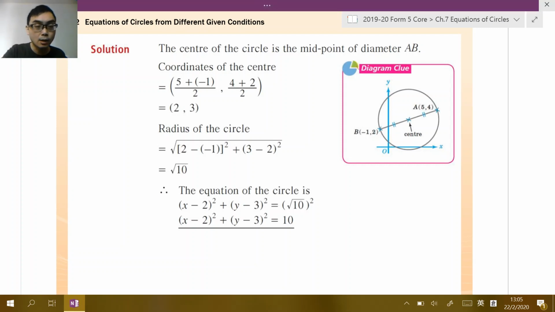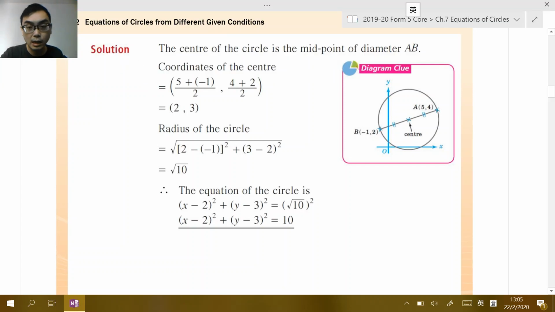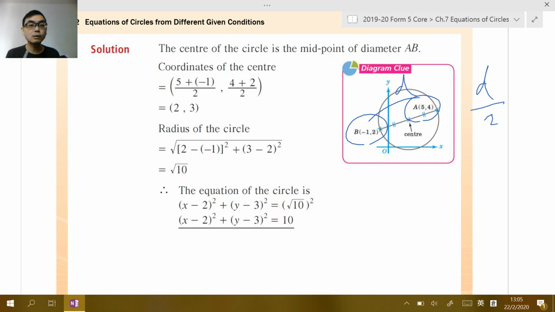That means we can also take, as you can see in the picture, these two points and find the distance, and then use that distance over 2. It's still the radius. So it's up to you. But the most important thing is that you have to show how you know the center and radius, and then you put it back into the formula to finish your question.